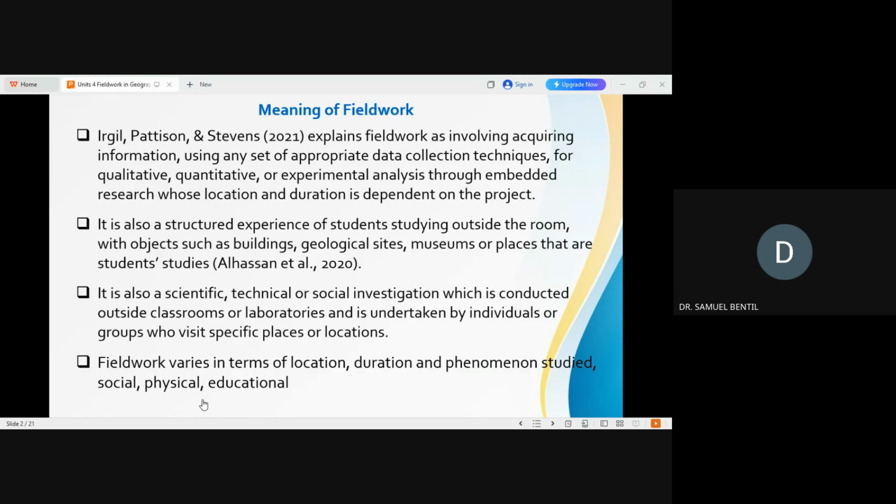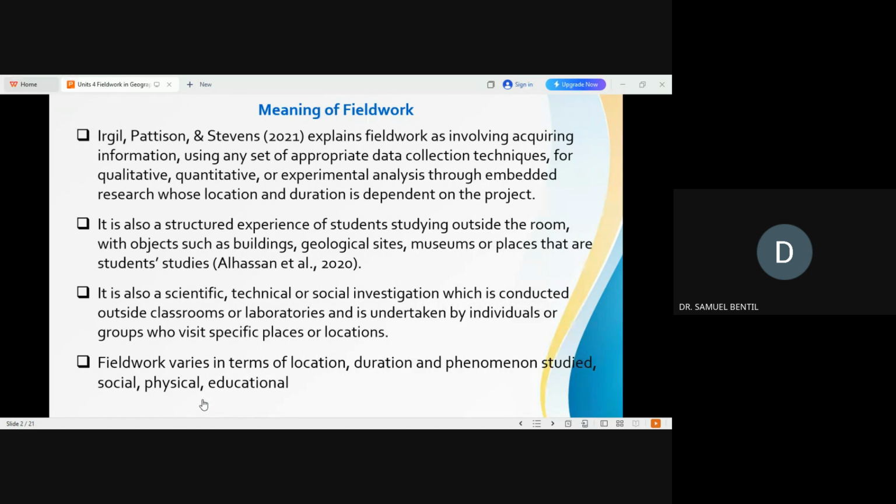Now, according to Agile, Patterson, and Stevens, field work involves acquiring information through any techniques of data collection that you can use. And these data collections can be qualitative, quantitative, or even a mixed one. Or it could be experimental, to obtain information to do a further analysis.